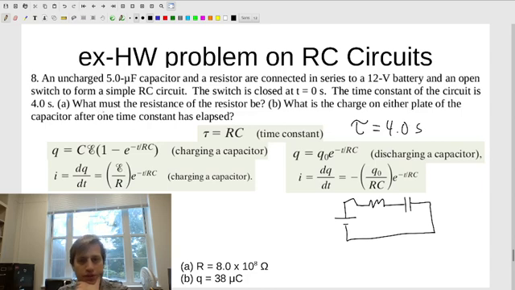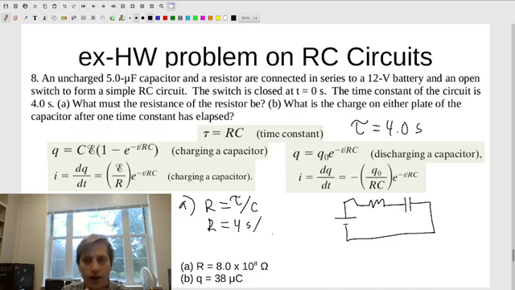Part A of this question is, what must the resistance of the resistor be? Well, to get the resistance of the resistor, you know the time constant, so R is the time constant T over C. So that would be 4 seconds divided by 5 microfarads, which is 5 times 10 to the minus 6 farads. Seconds divided by farads equals ohms, so there you get your 8 times 10 to the 5 ohms.